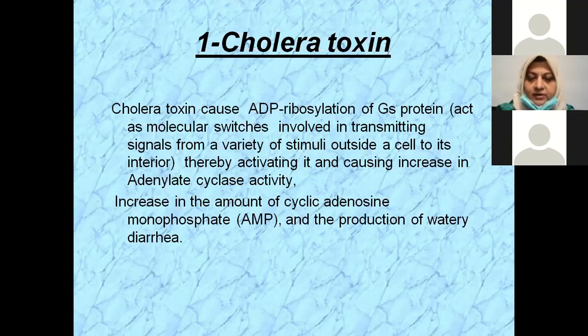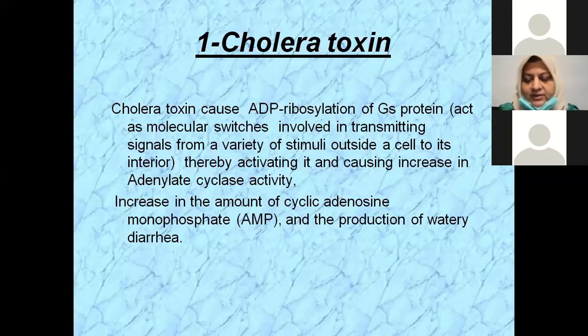Cholera is caused by a bacterium, Vibrio cholerae, and this secretes a toxin which is known as cholera toxin. It causes ADP ribosylation of a protein which is found in the intestinal cells, and this is called the GS protein. This protein functions as a molecular switch, and it transmits signals from a variety of stimuli from outside to inside the cell.